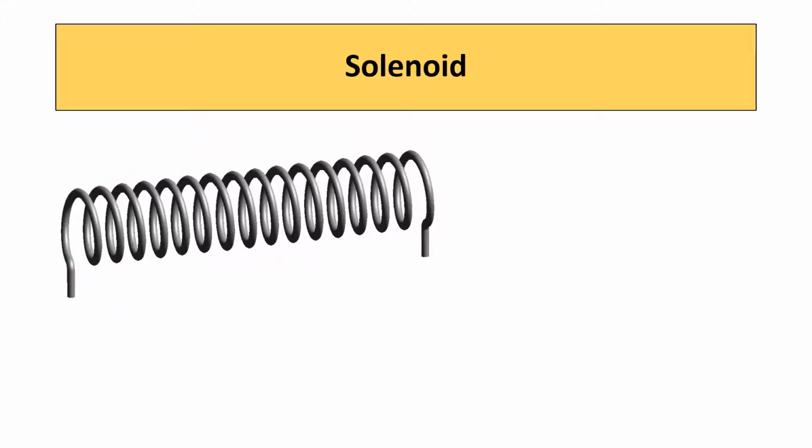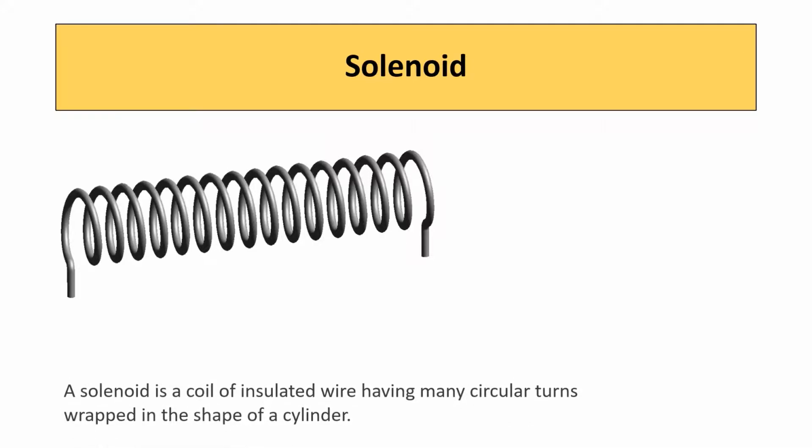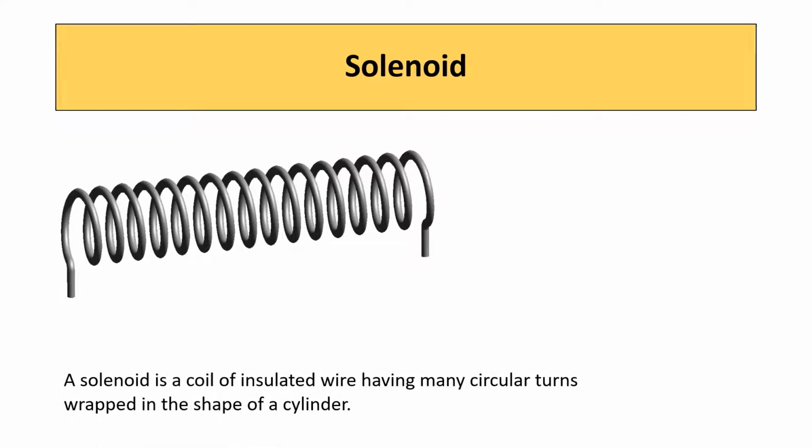We understood that the strength of the magnetic field will be more in the case of a solenoid than a straight conductor. A solenoid is a coil of insulated wire having many circular turns wrapped in the shape of a cylinder. Let us now look into the pattern of magnetic field of a solenoid.